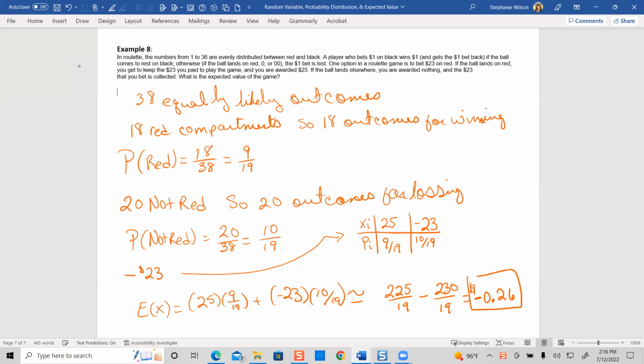Some may give you a rounding to a 7 here. Just double check your math, make sure it came out right. But in this case, I got a negative 0.26. The expected value of the game is approximately this, and that approximation is rounded.